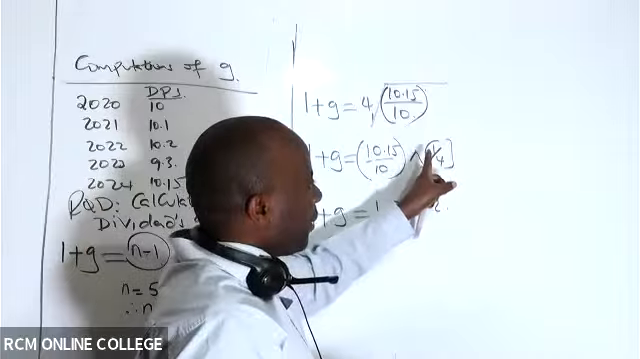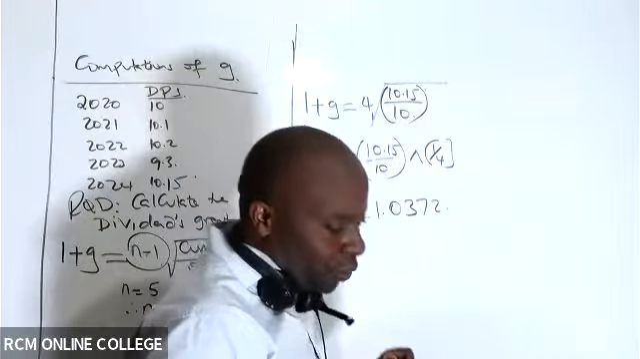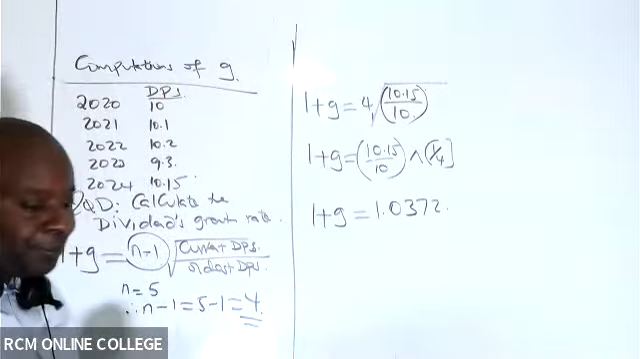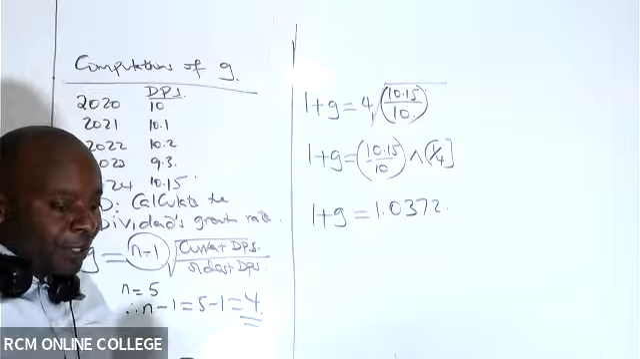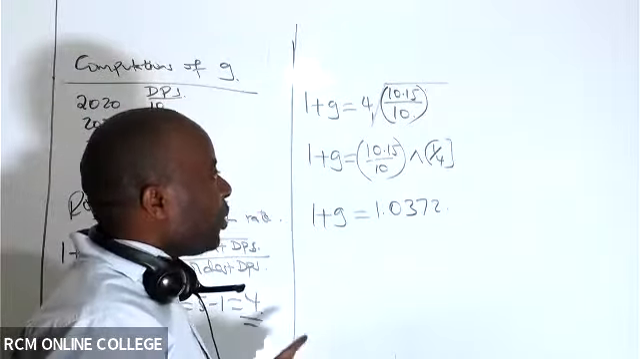Can somebody confirm that if you do it this way, it will end up giving you 1.0372? Will it end up giving us 1.0372, correct? Thank you so much. So now in this case, the ball is in your court.